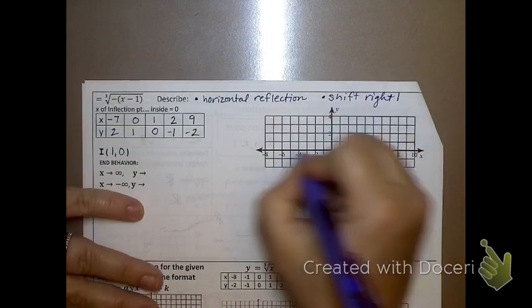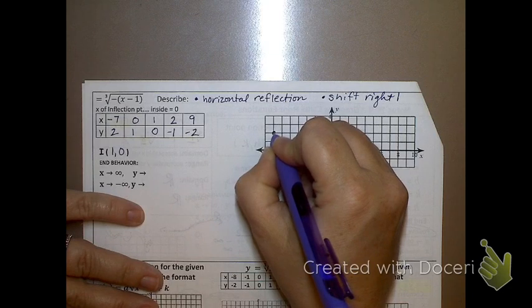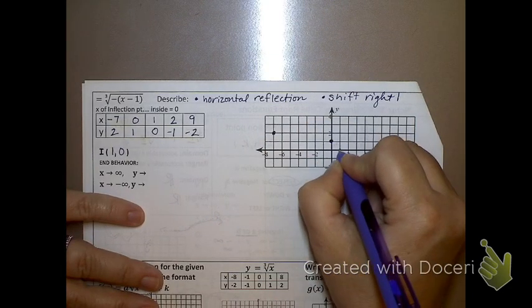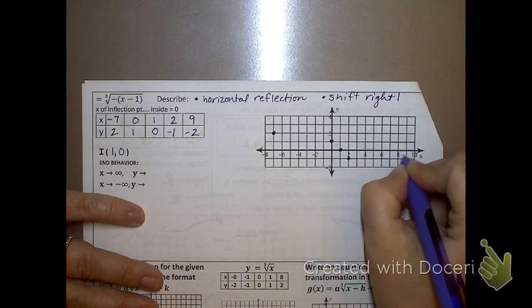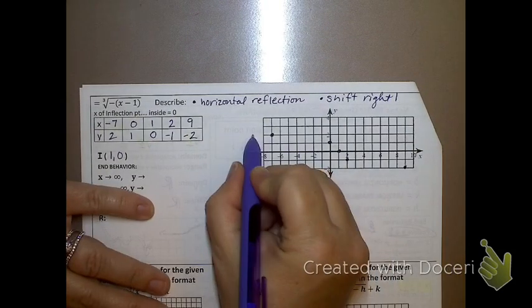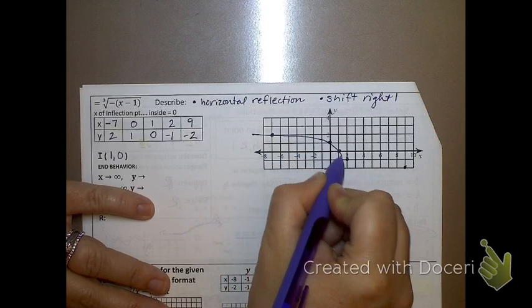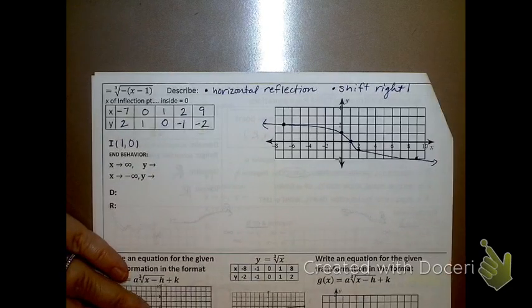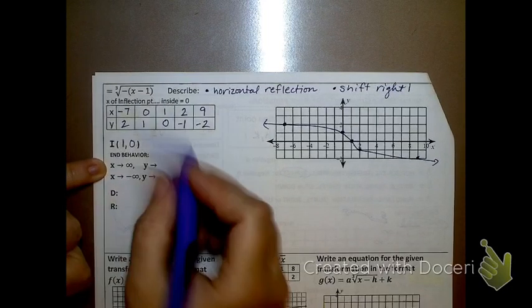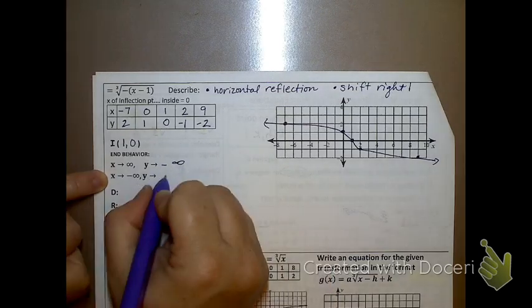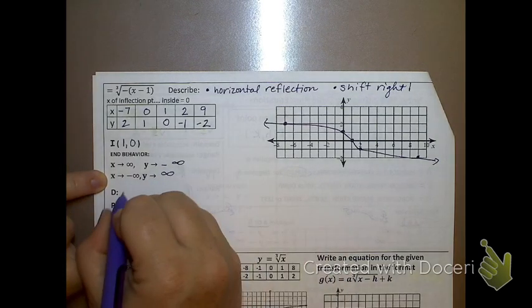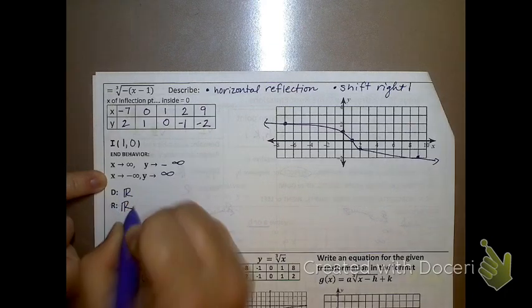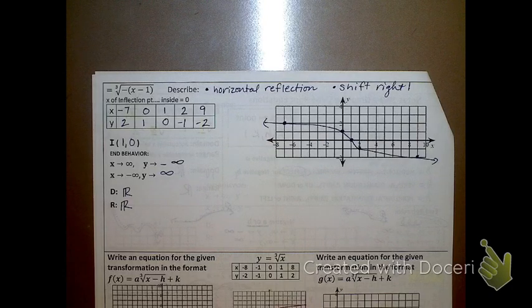So if I plot those points, (-7, 2), (0, 1), (1, 0), (2, -1), and (9, -2), my graph looks something like that. Did my end behavior change? Yes. What's going on the right side? It's going down. What's going on the left side? It's going up. Domain and range are both all real numbers. Pretty easy?